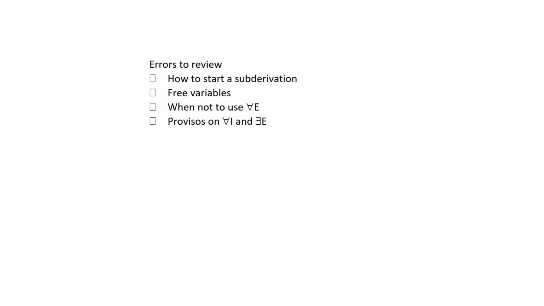They involve how to start a subderivation, the use of free variables in sentences or lines on the proof, when not to use universal elimination, and then violations of the provisos on universal introduction and existential elimination. I will touch on those as we go. However, let me just comment briefly on the first one, how to start a subderivation.